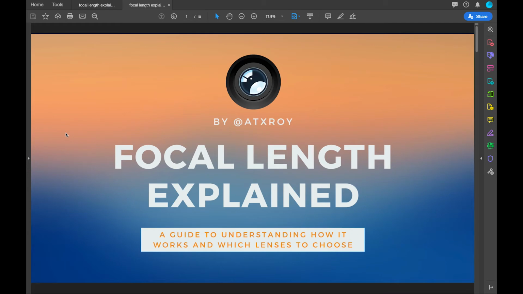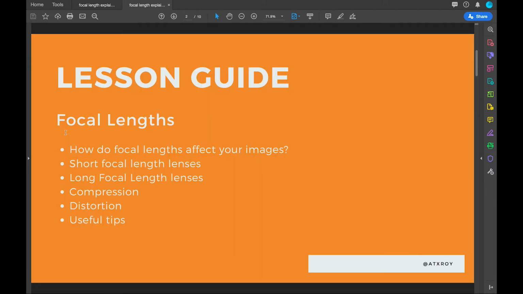Okay, so here we are in the guide that I created, and remember to go down below and download this. So pretty much what we're going to go over today is focal lengths and how they affect your images. We're going to go over short focal lengths, long focal lengths, the compression and distortion that goes along with those focal lengths, and some useful tips that I think you should know.